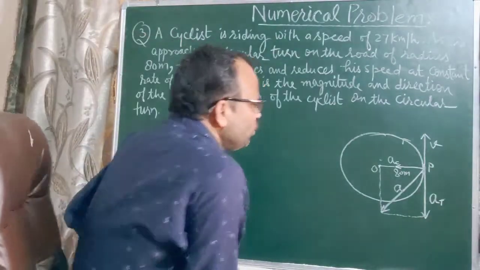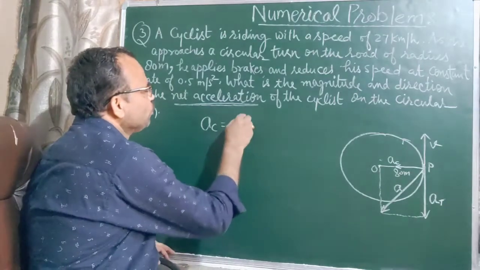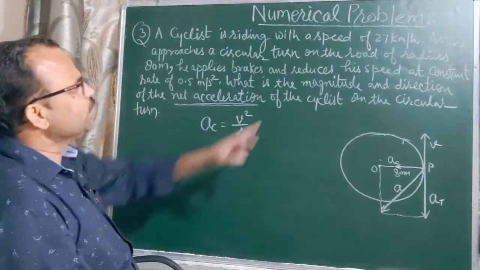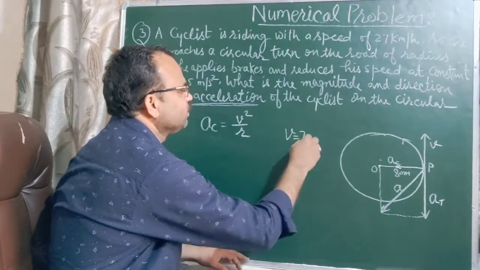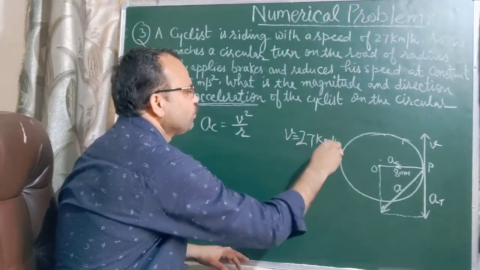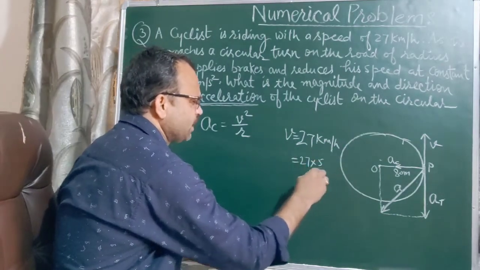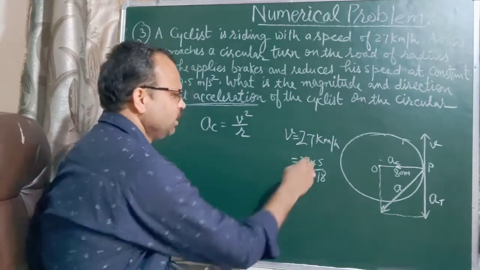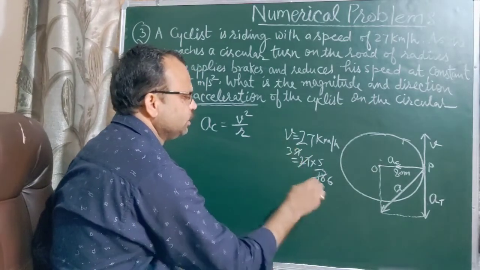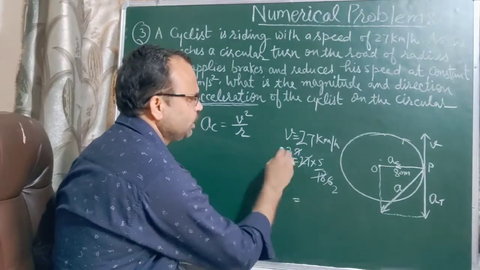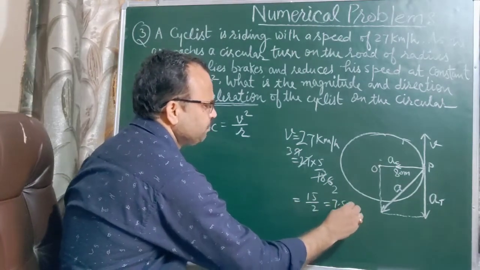So first we calculate the value of AC, means centripetal acceleration. As we know that AC equals V square upon R. Here the value of V is 27 kilometer per hour. So first we convert kilometer per hour into meter per second by multiplying by 5 upon 18. Clear? So 3 9s are 27, 3 6s are 18, 3 3s are 9, 3 2s are 6. So 3 5s are 15 by 2, means 7.5 meter per second.